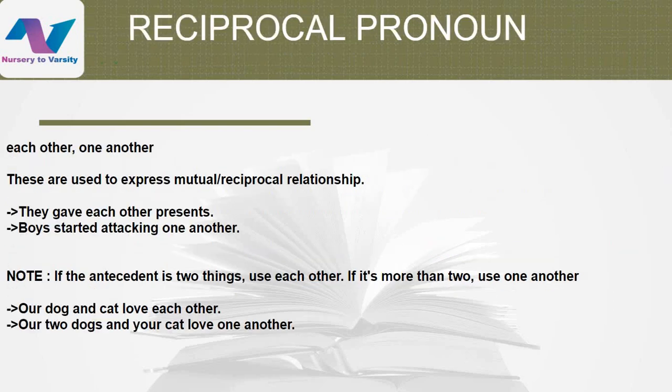Moving on to the next, that is reciprocal pronouns. Each other and one another. These are the two pronouns that are used as reciprocal pronouns. These are used to express mutual or reciprocal relationships. For example, they gave each other presents. Boys started attacking one another. Now, each other we use when we talk about two things, and when we talk about more than two things, it's always one another. Like, our dog and cat love each other. Dog and cat, just two things.